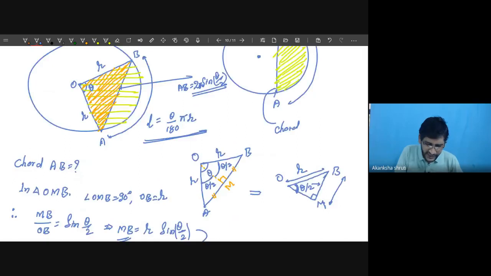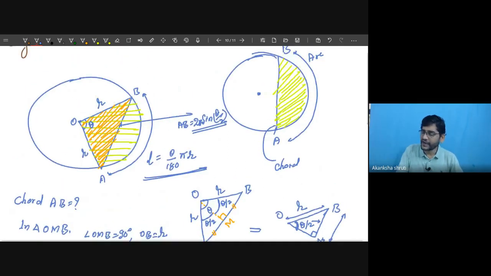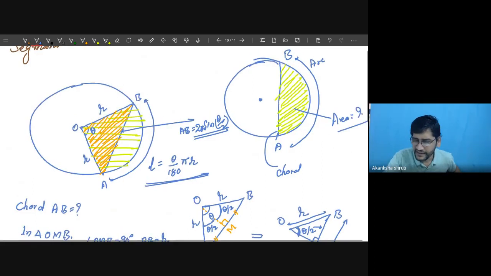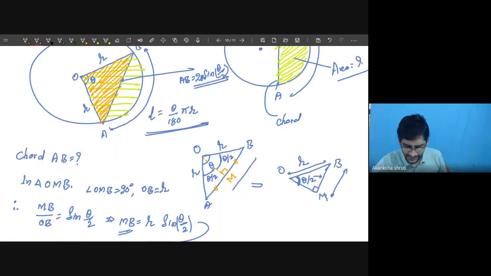But now we are interested to calculate the area. How to calculate the area? For calculating this area of the segment, we need to calculate the area of the entire sector, then the area of this triangle. How to calculate the area of the triangle? For this triangle, we had calculated the length AB, which is acting as the base. If we are able to calculate the length OM, that will give us the perpendicular.